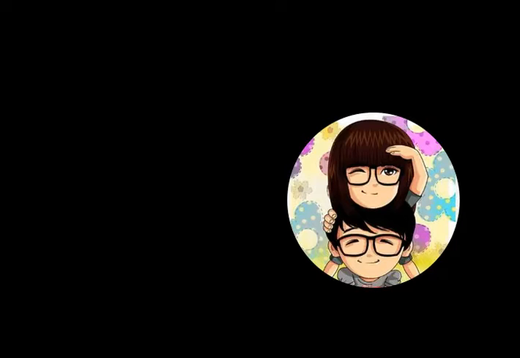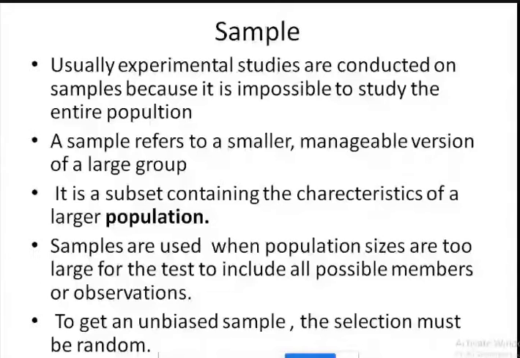Then, sample. Usually, our experimental studies are conducted on samples because it is impossible to study the entire population. A sample refers to a smaller, manageable version of a larger group, and it is the subset containing all the characteristics of the larger population. Samples are used when population sizes are too large for the test to include all possible members or observations. To get an unbiased sample, the selection must be random.